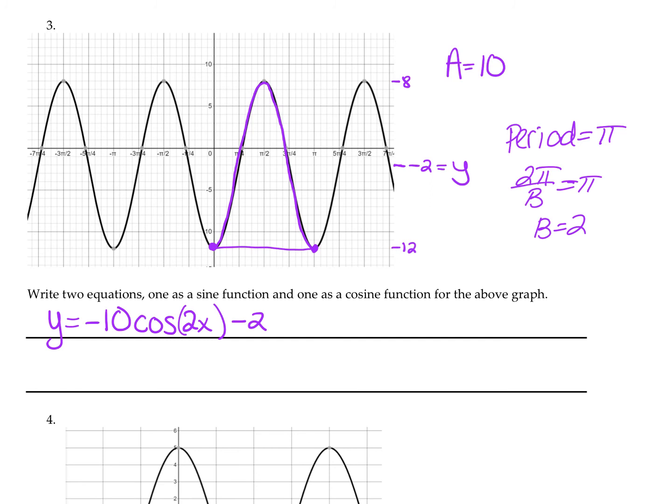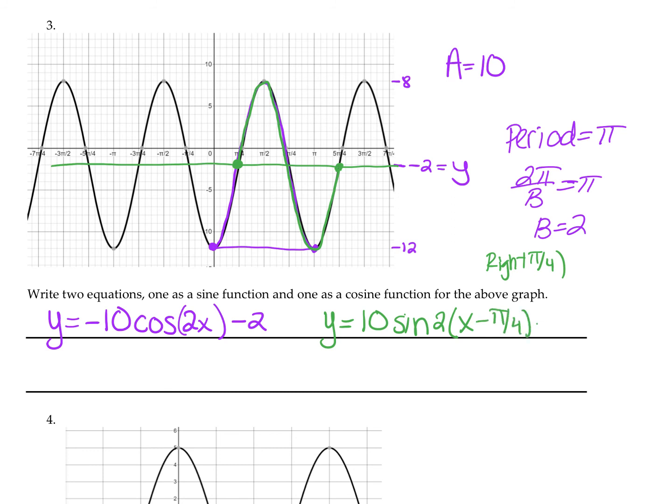Let's write a sine function, then we'll talk about some other cosine functions. A sine function is going to start at this sinusoidal axis. I see that happening right here, and then it completes its cycle there. So y would equal, well, positive 10 because it's going up to the maximum first, sine of 2 times, well, I'm shifted right pi over 4, so that's going to be minus pi over 4, minus 2. So that'd be one way to write the sine function.